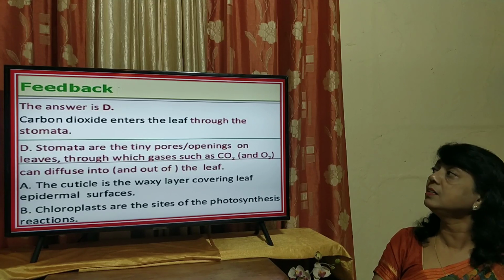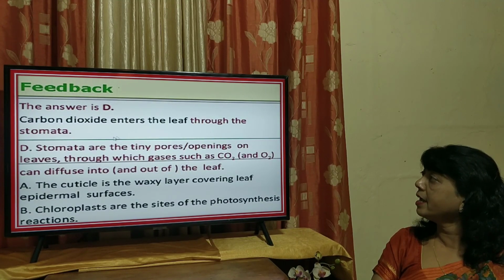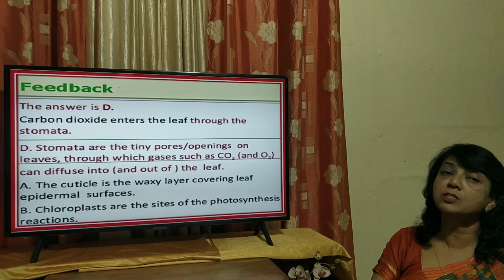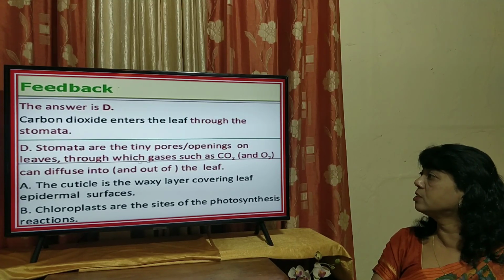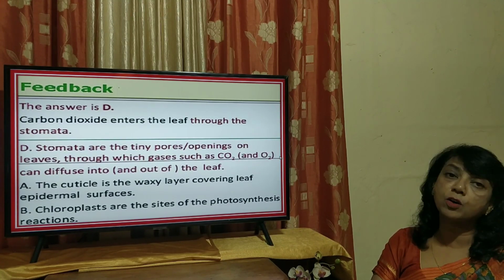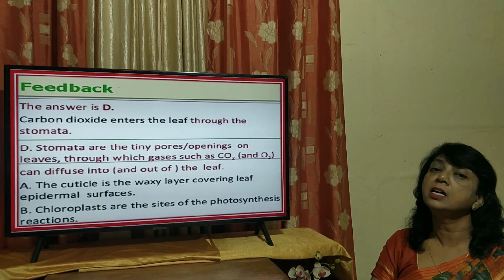The correct answer is D. Carbon dioxide enters the leaf through the stomata. What are stomata? Stomata are the tiny pores or openings on the leaves through which gases such as carbon dioxide and oxygen can diffuse in and out of the leaf.